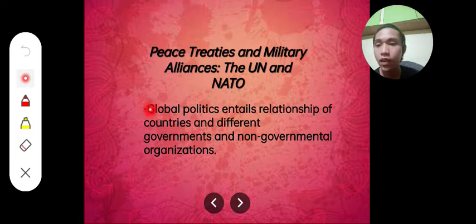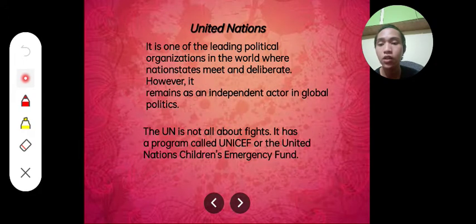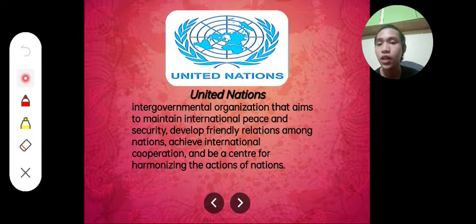Next slide would be the peace treaties and military alliances, the UN and NATO. Global politics entails the relationship of countries and different governments and non-government organizations. The first one is the United Nations. The United Nations is an intergovernmental organization that aims to maintain international peace and security, develop friendly relations among nations, achieve international cooperation, and be a center for harmonizing the actions of nations.